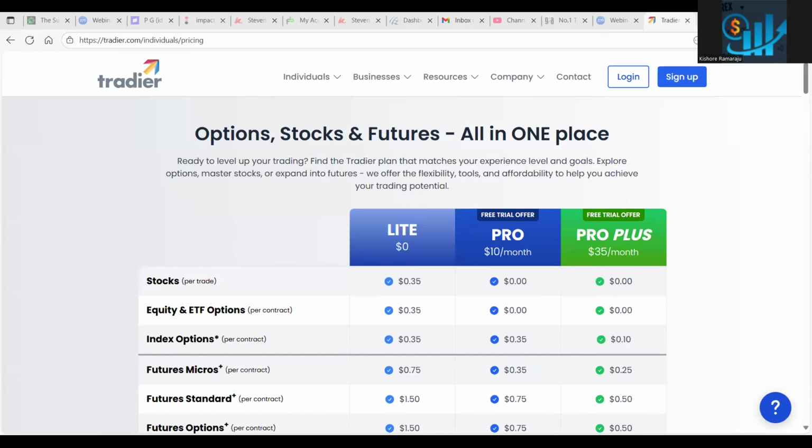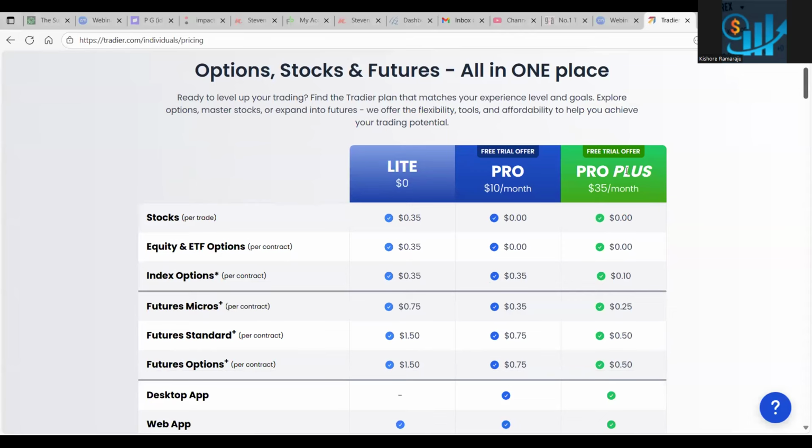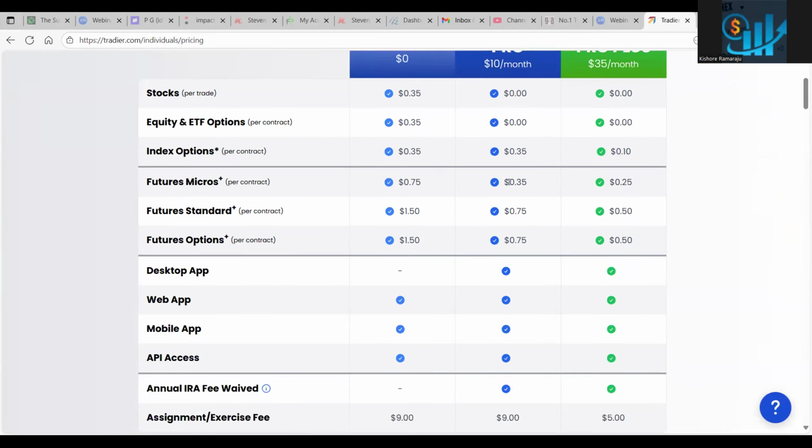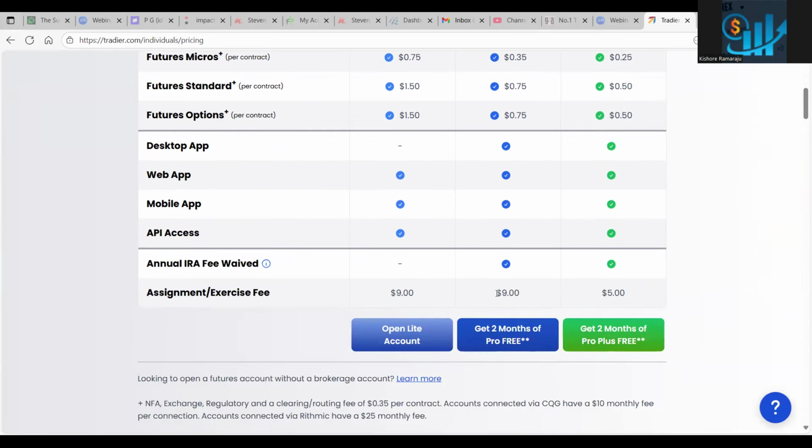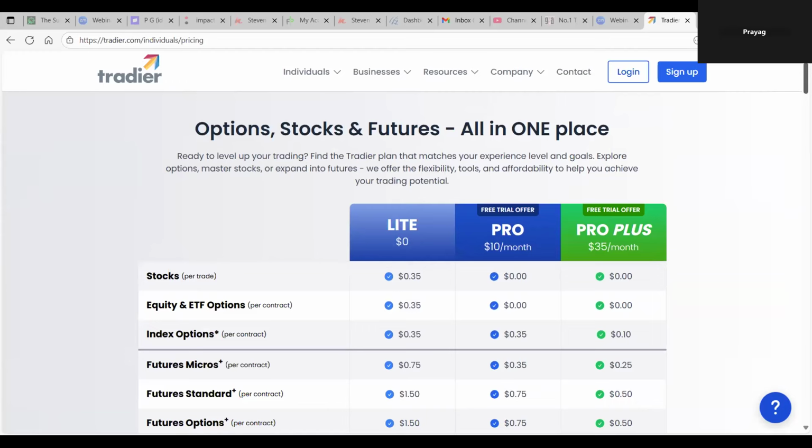Let me share my screen. So if you see here, this is Pro. It is 35 cents for index options, and Pro Plus is 10 cents. Okay, makes sense. So this is 35, this is 25, this is 75, this is 50 cents. If there is any assignment, they charge $9 here, and they charge $5 here. Like that. Okay, sure, thanks.